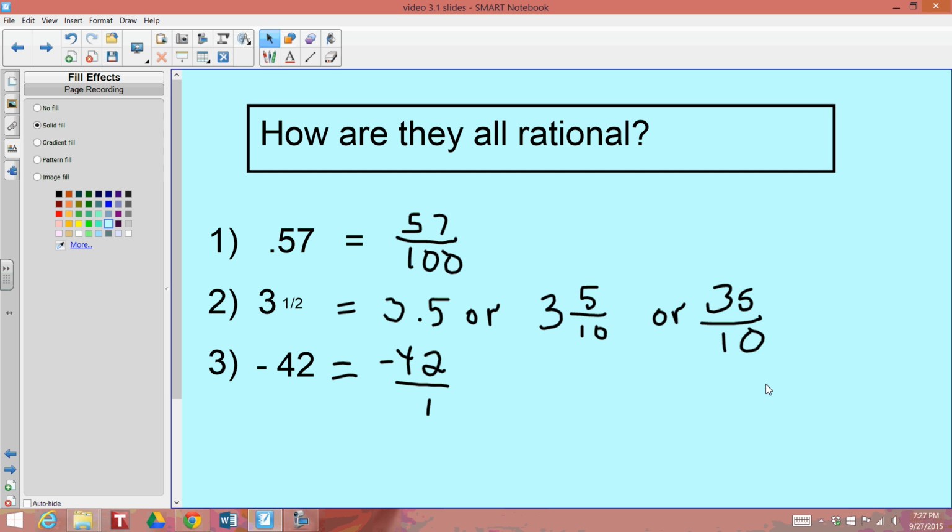And question 3 says negative 42. Well, negative 42. What number, when I divide by negative 42, gives me negative 42? Well, the answer is 1. So I can rewrite negative 42 as negative 42 over 1, and it's still equivalent to negative 42, but I've written it in fraction form. Therefore, if I can write a number in fraction form, like all of these three, then I have a rational number.